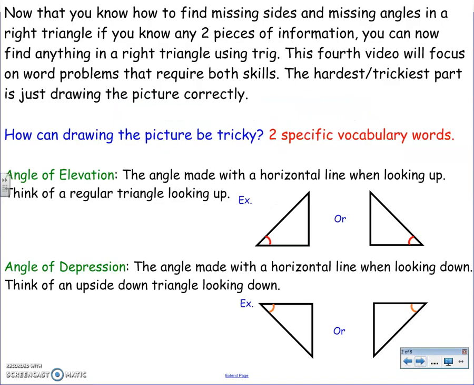So now that you know how to find missing angles and missing sides in a right triangle, if you know any two pieces of information, you can now find anything in a right triangle using trig. This fourth video will focus on word problems that require both skills. The hardest or trickiest part is just drawing the picture correctly.